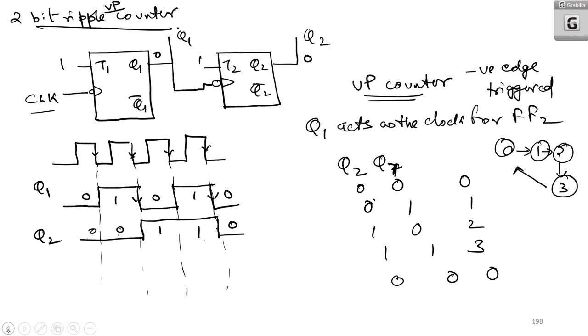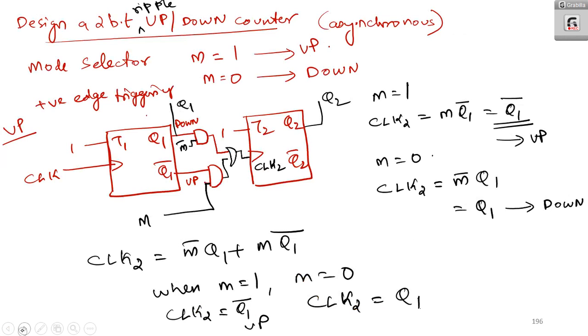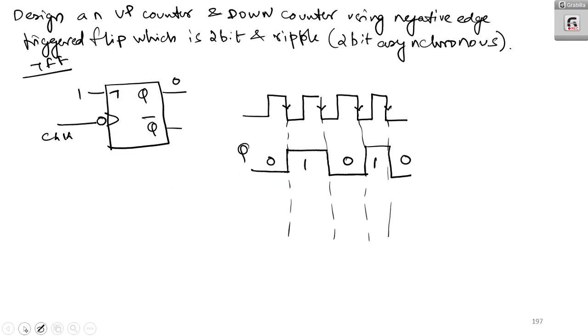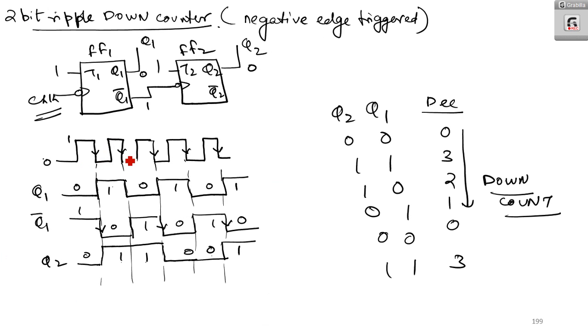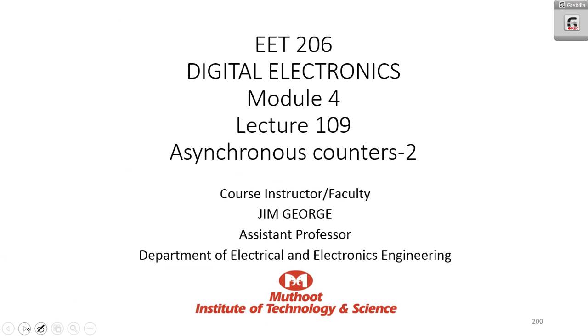Now, in lecture number 108 we dealt with the 2-bit ripple up down counter using positive edge triggering. Then, coming to the design of negative edge trigger circuits, we designed the 2-bit ripple up counter as well as the 2-bit ripple down counter using negative edge trigger flip-flops. Now in this lecture, that is lecture number 109, we are going to deal with the negative edge triggered up down counter.